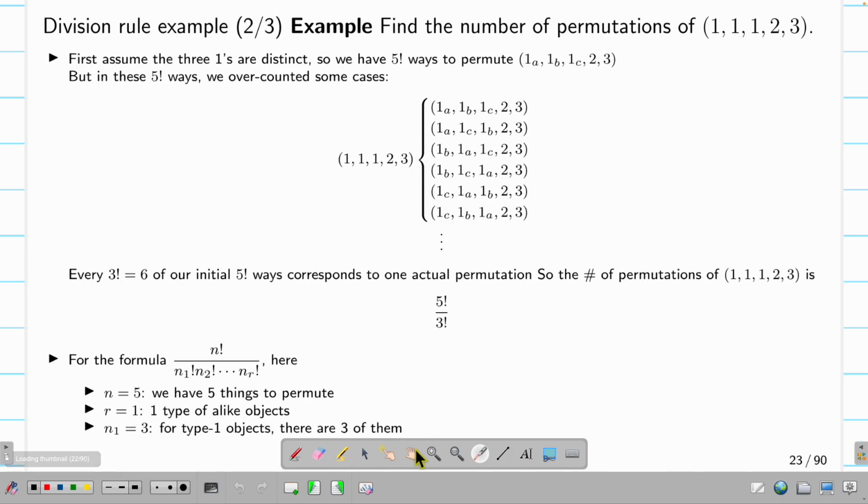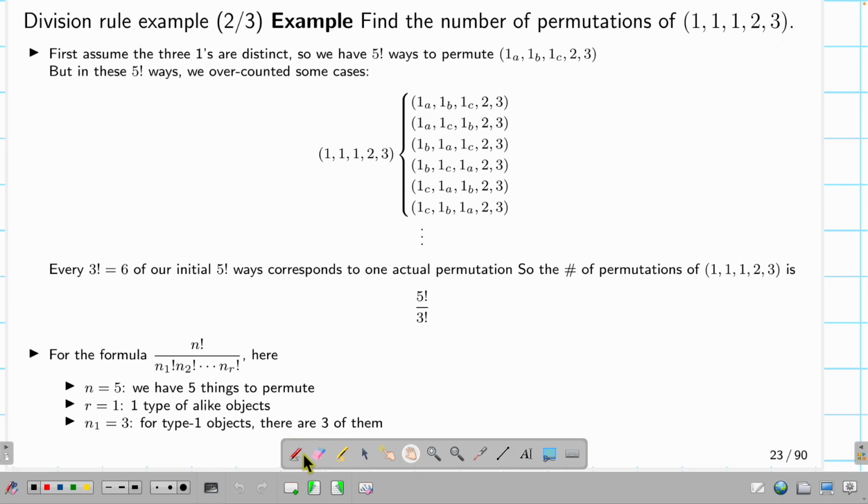So now, the same example, 1, 1, 1, 2, 3, okay? Again, you first treat them as 5 different things. You add labels A, B, C, so you have 1A, 1B, 1C. Now, when you see the string 1A, 1B, 1C, you will count them in 5 factorial ways. But in the end, when you see the string 1, 1, 1, 2, 3, you don't know which are these 3 ones. It can be ABC, ACB, BAC, BCA, CAB, CBA. So what does it mean? It means all these possibilities give you the same 1, 1, 1, 2, 3. You don't know which is which.